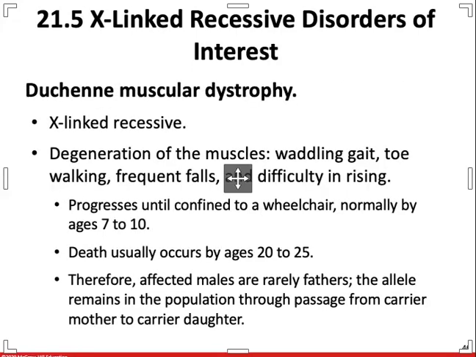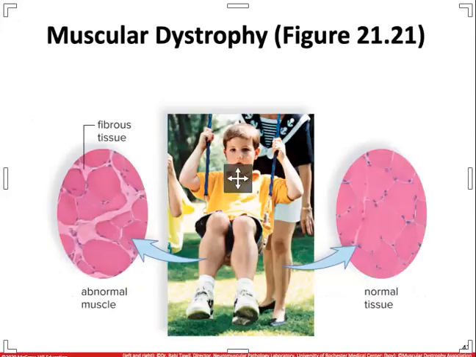United States. Duchenne muscular dystrophy is also an X-linked recessive trait. This results in the degeneration of muscles, a waddling gait, toe walking, frequent falls, and difficulty in rising after a fall. It's typically going to progress until the individual is confined to a wheelchair, normally by ages 7 to 10. Death usually occurs between the ages of 20 and 22. Affected males are rarely fathers. The allele is going to remain in the population through the passage of carrier mother to carrier daughter.